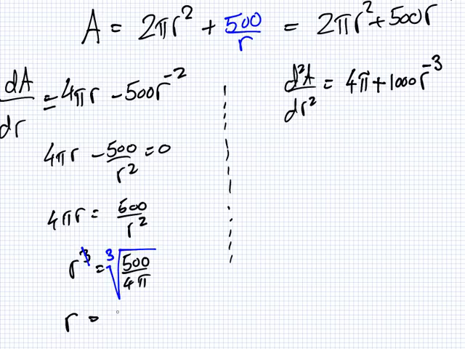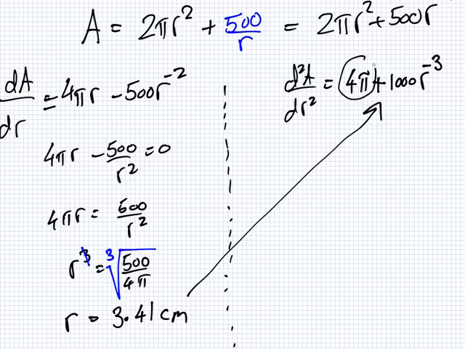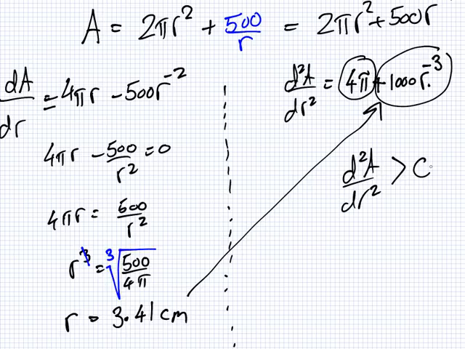So the radius is 3.41 centimeters. Now we need to check that that's a minimum. When I put that in here, I know it's going to be positive because this is a positive. And if the R is positive, then what will this be? Well, it has to be positive. So positive plus positive. I don't even need to type it in on my calculator. I definitely know this is going to be positive, which makes it a minimum.